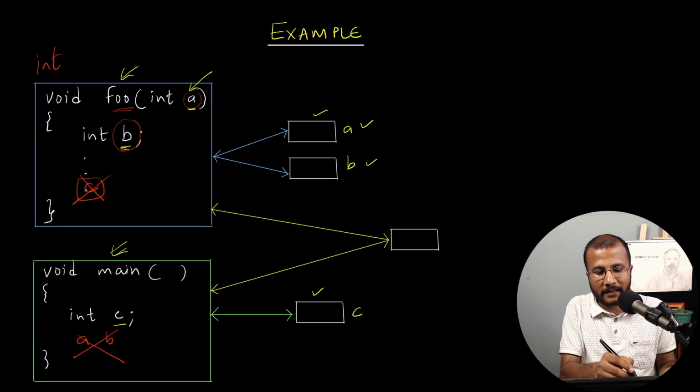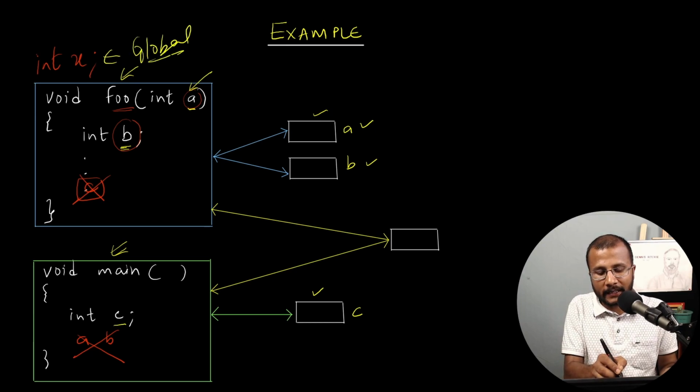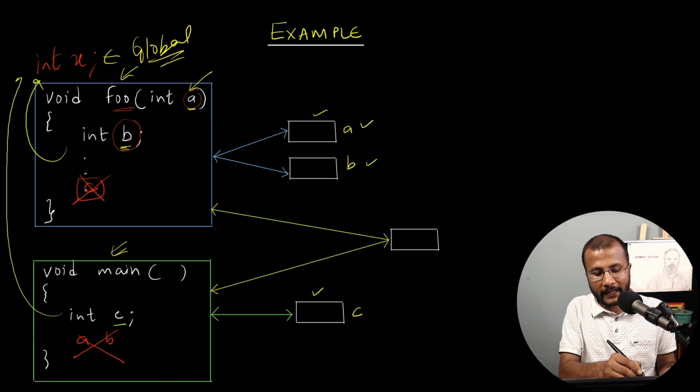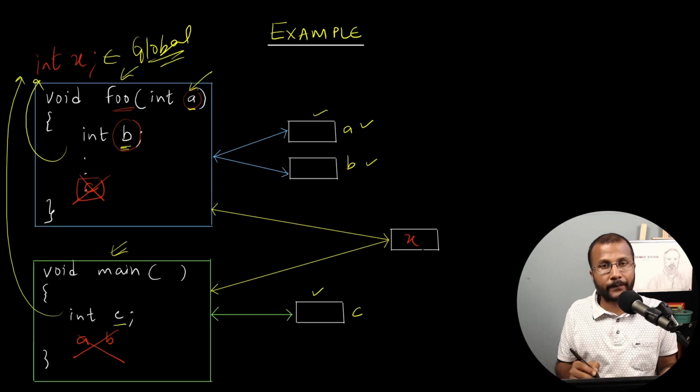Let's say the variable name is x, so I write int x. This is called the global variable. Global meaning this variable is accessible from foo as well as from the main function. Now this variable x is accessible to the foo function and also to the main function.